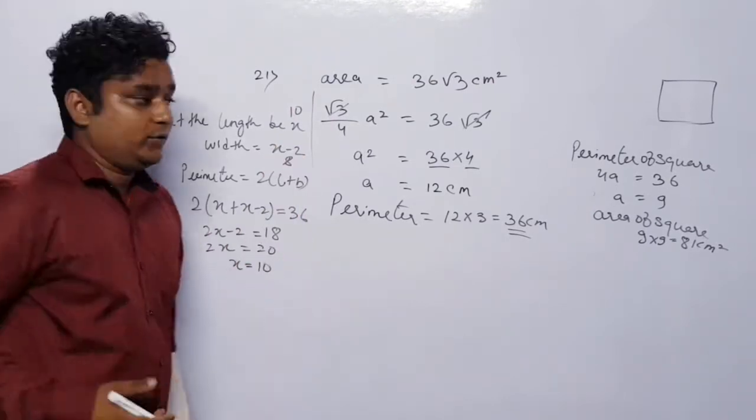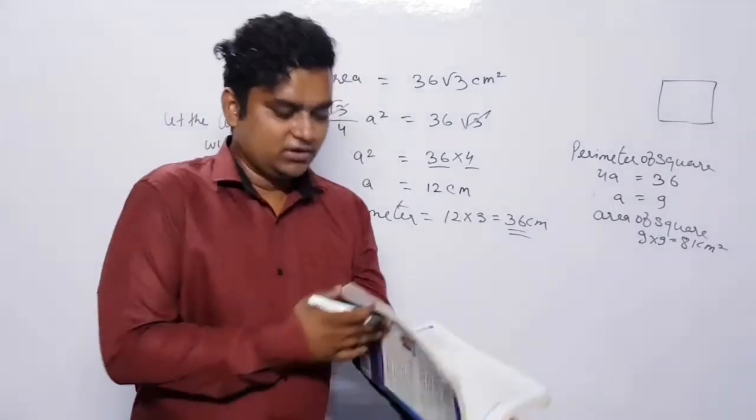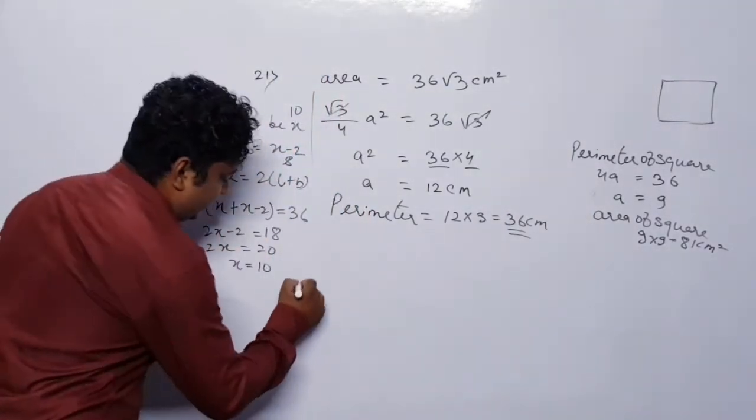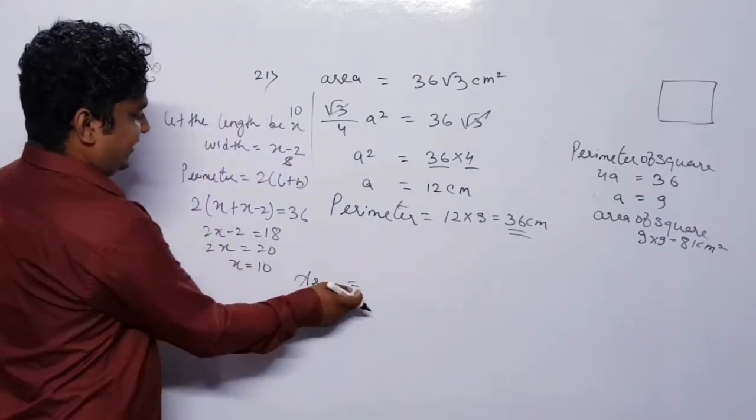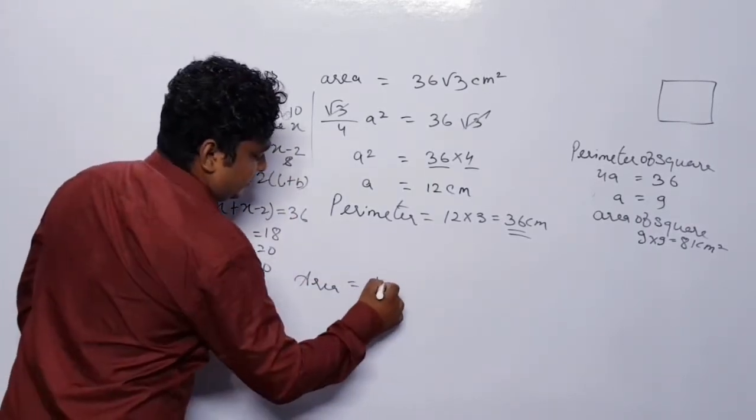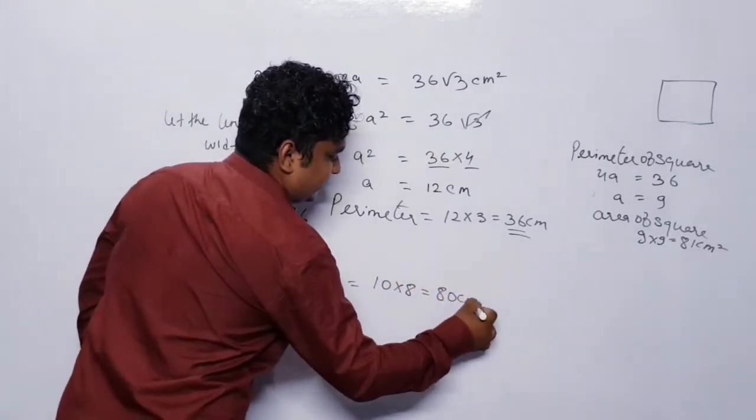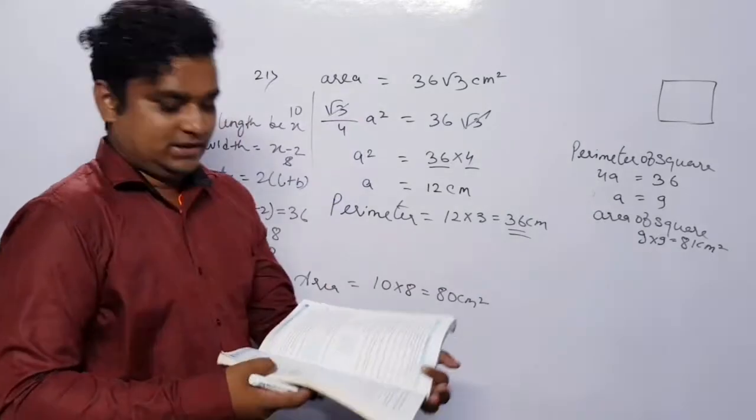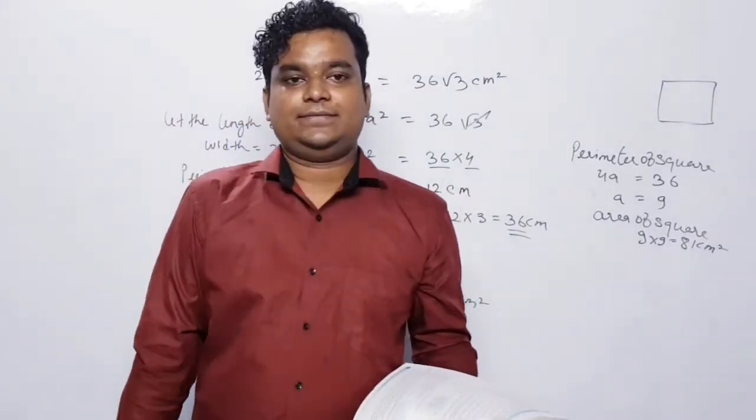Now we have to find the area. The area of the rectangle is equal to length into breadth. So 10 into 8 is equal to 80 centimeter square. So this particular will be the length and breadth. Now we are coming to the next question.